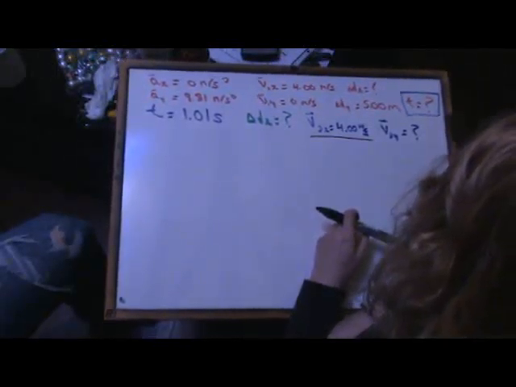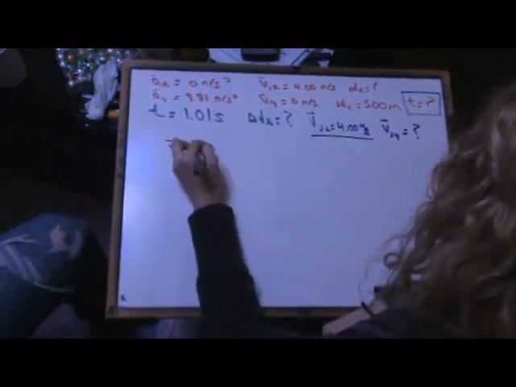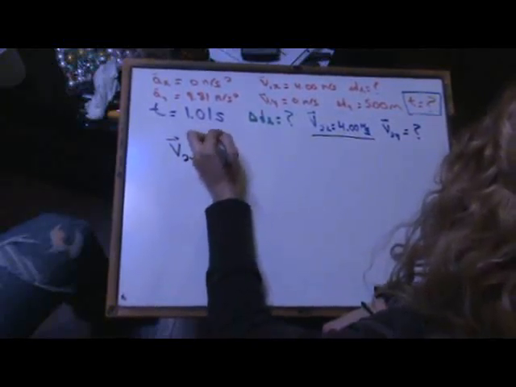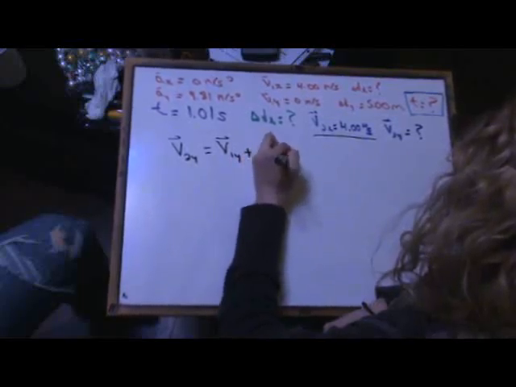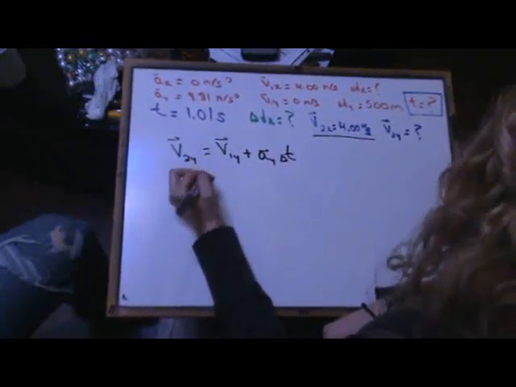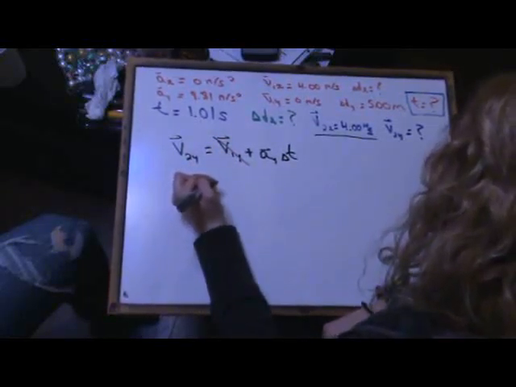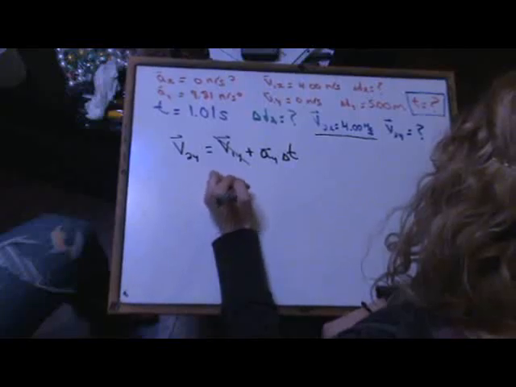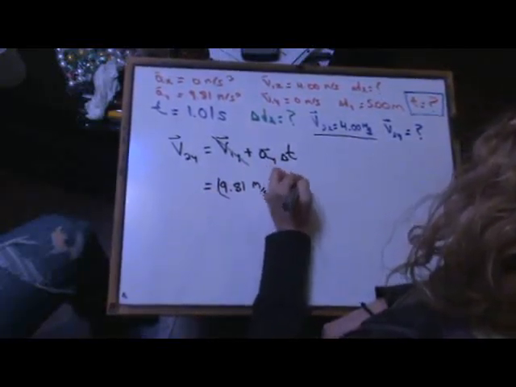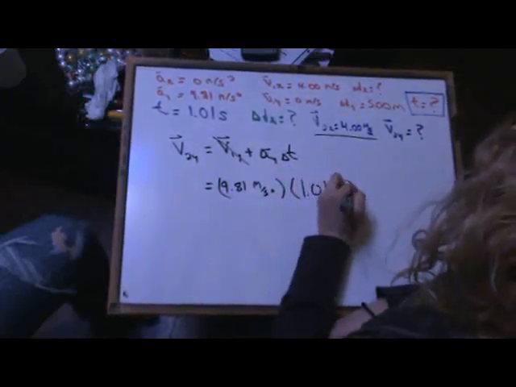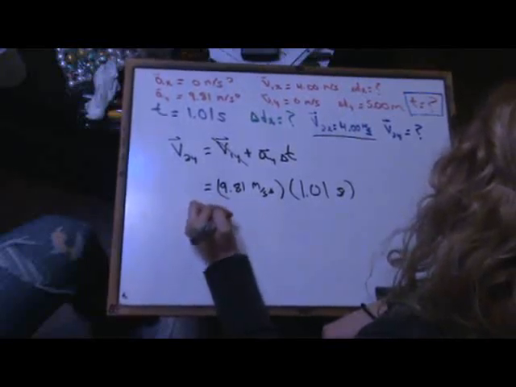v2y can be found using the equation v2y equals v1y plus ay delta t. Since v1y is 0, it can be cancelled out. v2y equals 9.81 meters per second squared times 1.01 seconds. This gives us a total value of 9.91 meters per second.